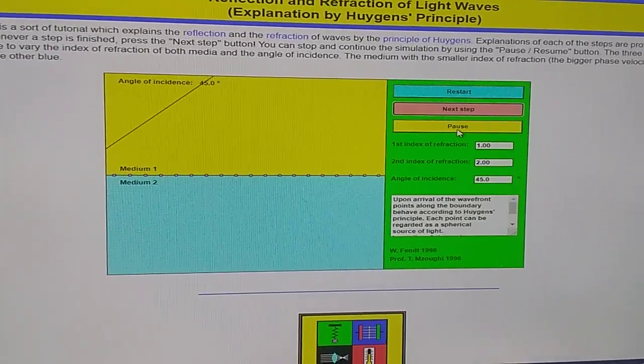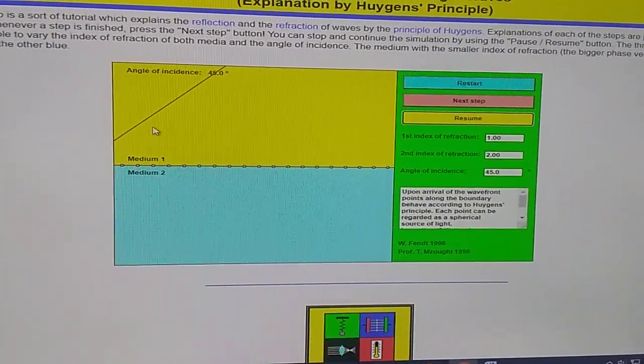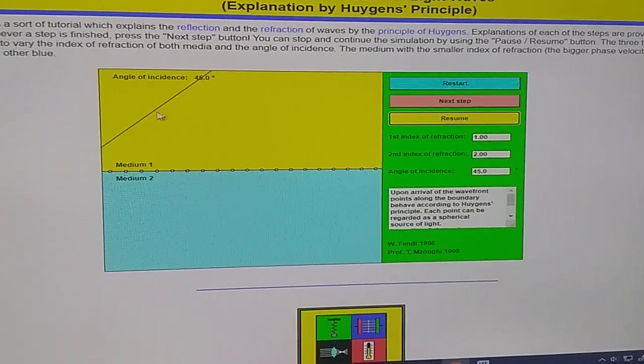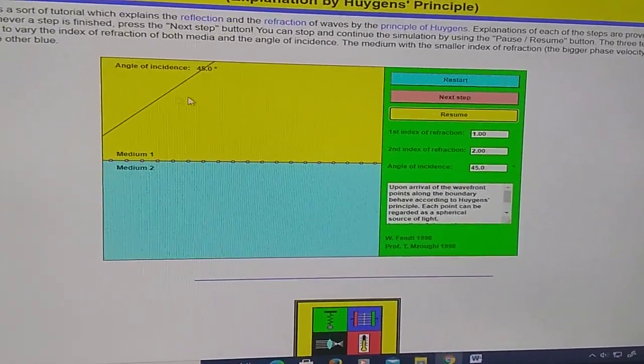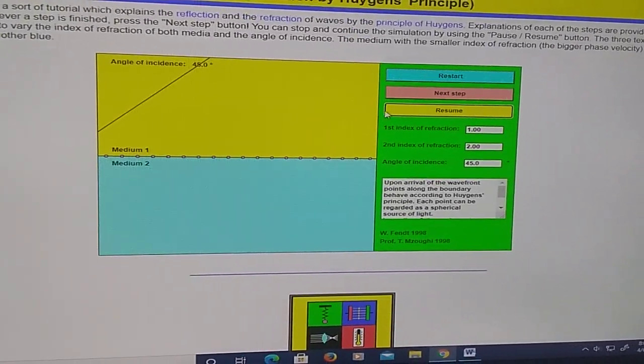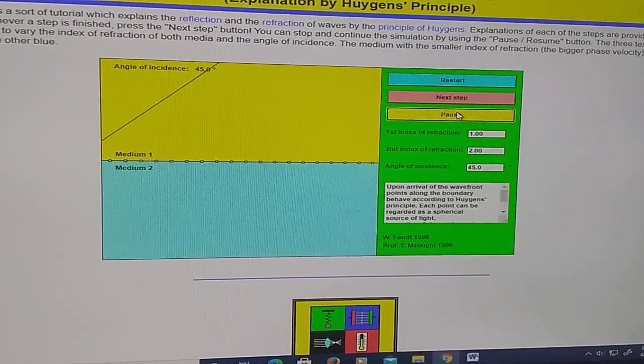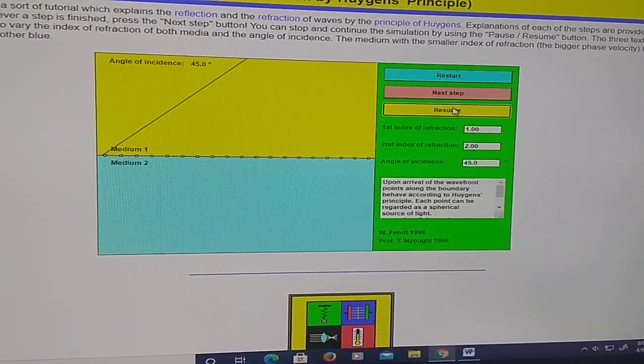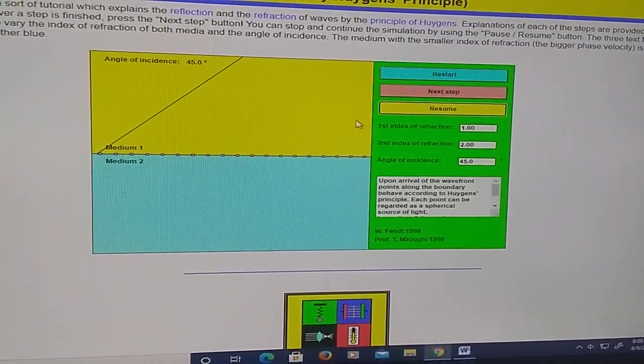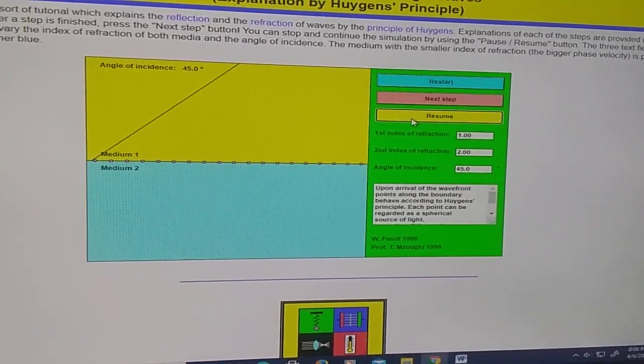Now remember Huygens' principle. Huygens' principle says that all points on a plane wave can be treated as sources of the wave, and they keep propagating. So watch what happens. We're going to resume. Okay, it's going to hit this first point. Really, there should be infinite points, but you can't have infinite points in a computer simulation.